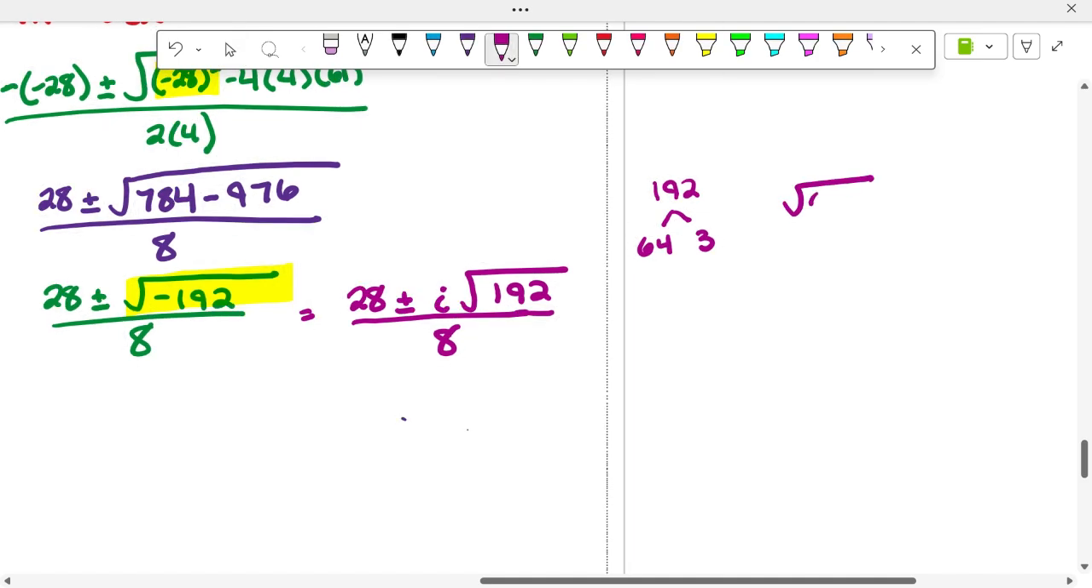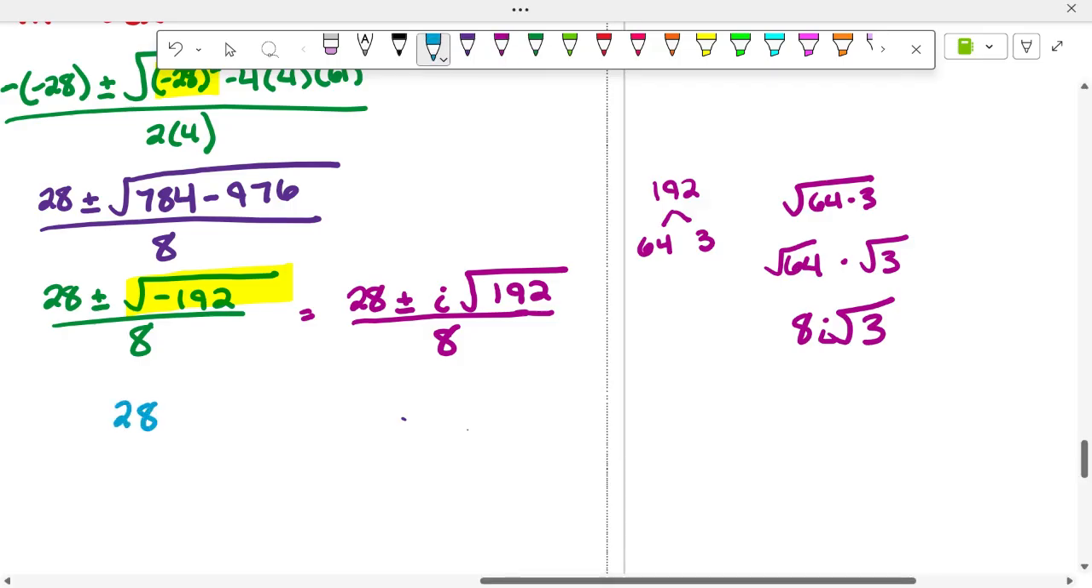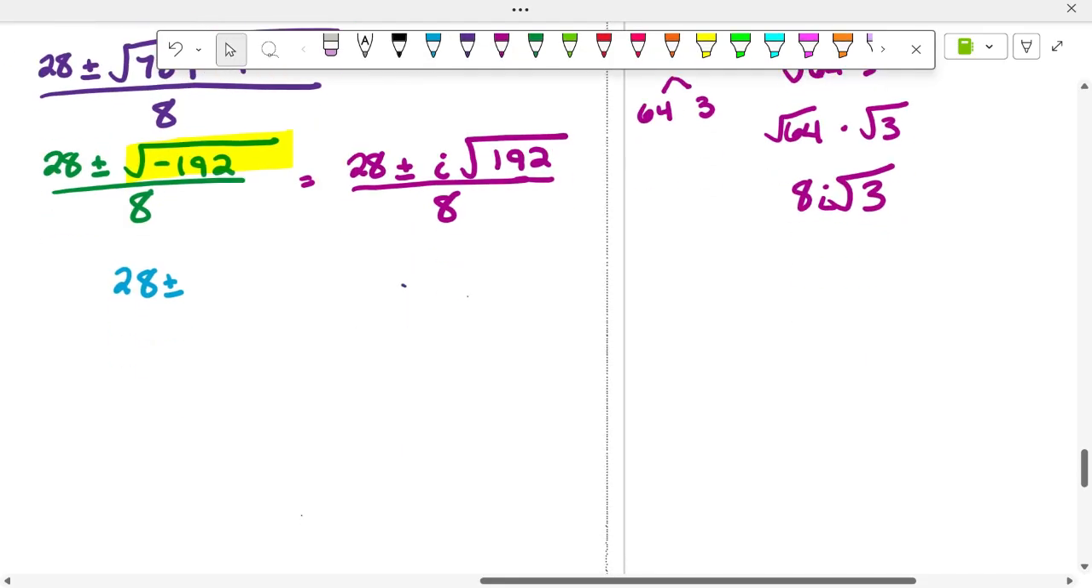This would be the square root of 64 times 3. So square root of 64 with the square root of 3. What's square root of 64? 8. Square root 3. And remember, the i is still going to be in there. So this would be 28 plus or minus 8i square root 3, all over 8.